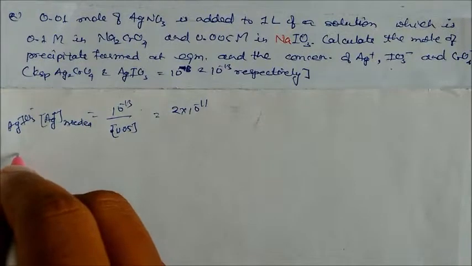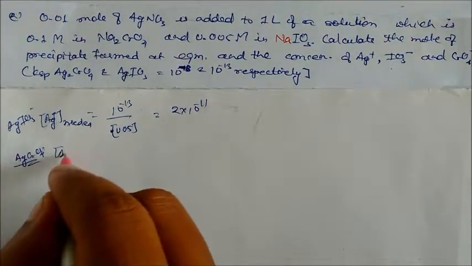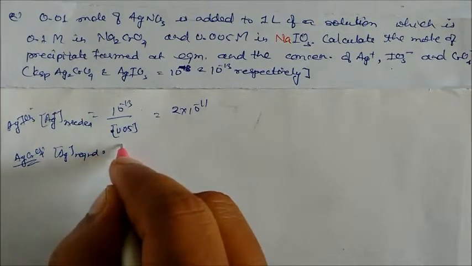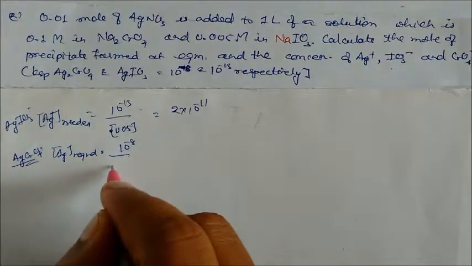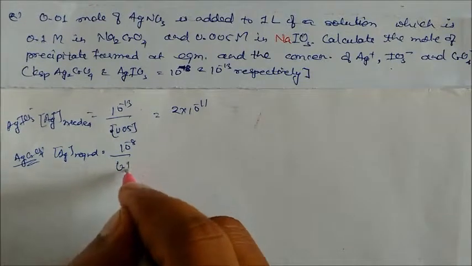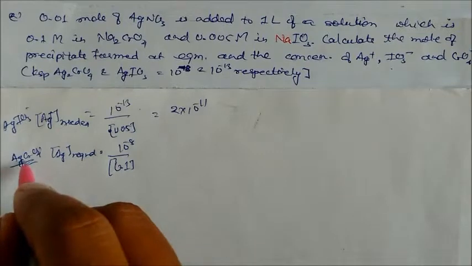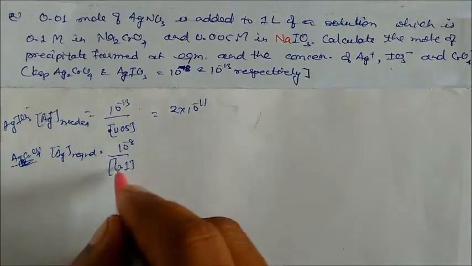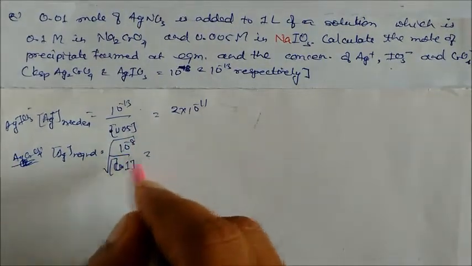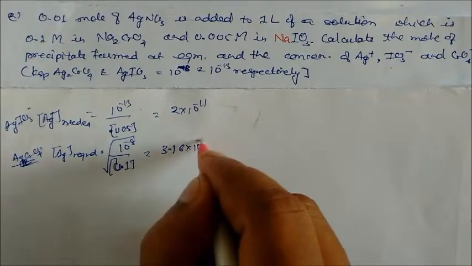Similarly for silver chromate, how much silver is required? Here the silver required is 10 to the power minus 8 divided by 0.1. But in silver chromate, Ag2CrO4, the silver requirement needs us to take the square root of this also. On taking the square root, this becomes 3.16 into 10 to the power minus 4.